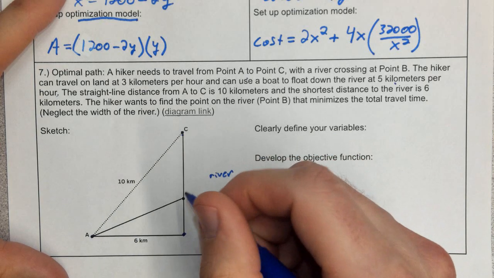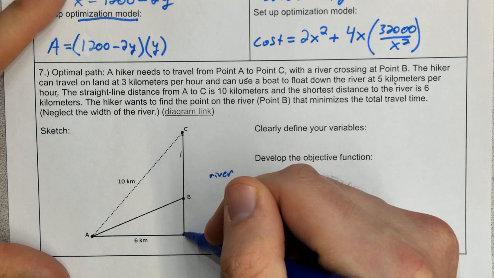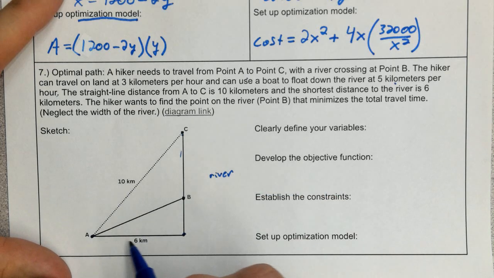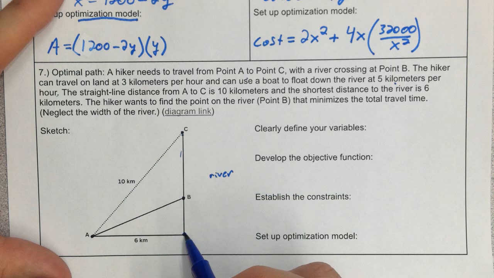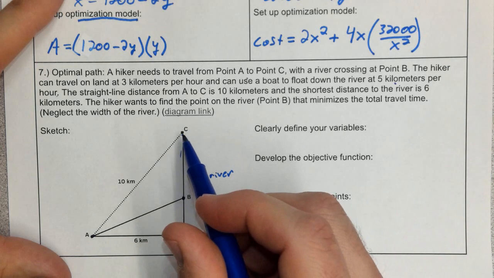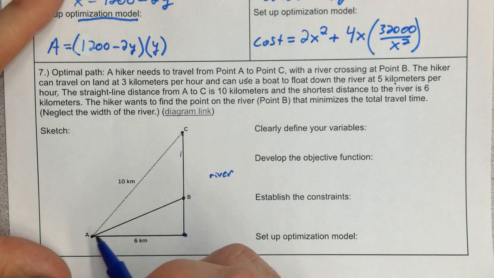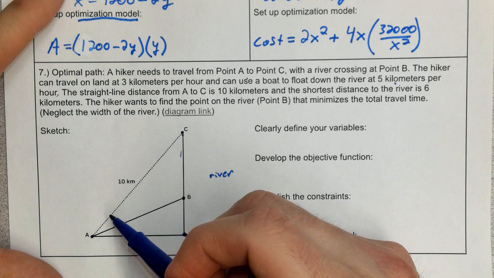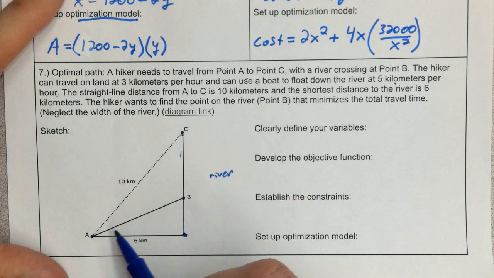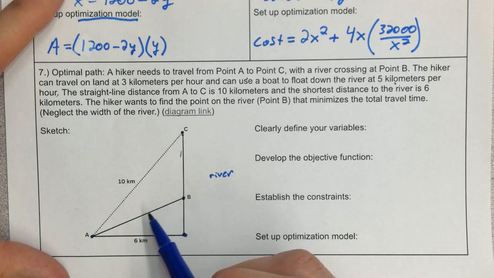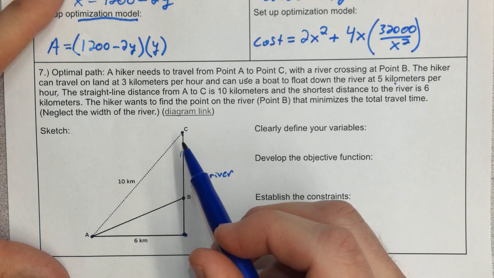So the idea is, if the hiker can float faster than he can walk, there's some point in here that is the optimum point to reduce time. If he goes straight to the river, that's the shortest distance to the river, but it's the longest distance overall, right? It's 6 plus this distance over here. That's probably not optimum. If he goes straight from A to C, he's in the woods the whole time, and he's slower at walking. So there's probably an optimum point for him to meet the river that reduces the amount of time. In other words, the optimum amount of walking combined with floating in the river.